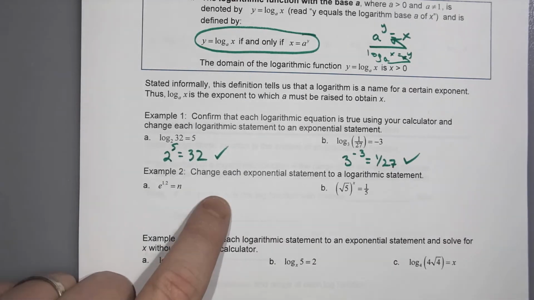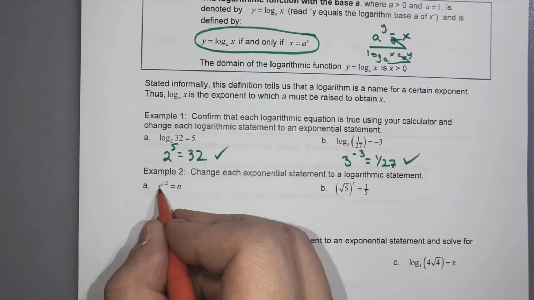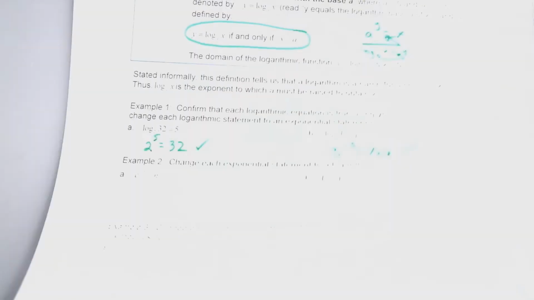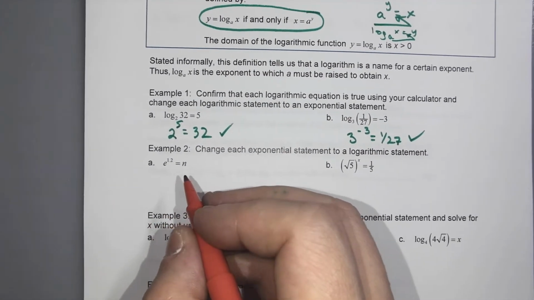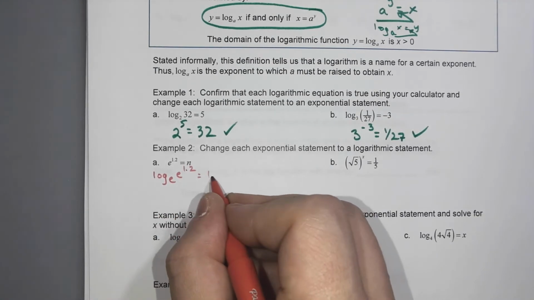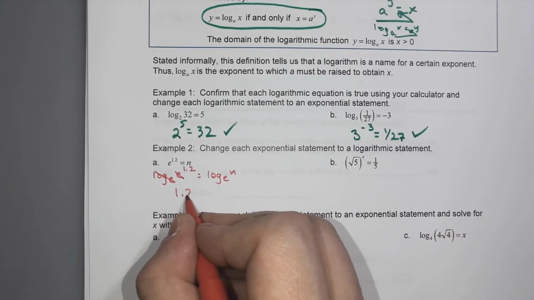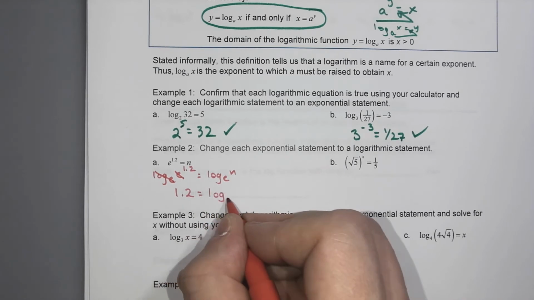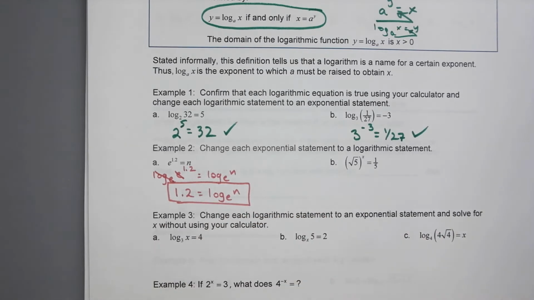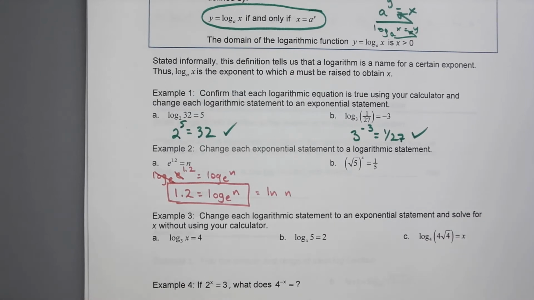Change an exponential statement to a logarithm statement. I'm going to take a logarithm to both sides on here. I don't think we learned the ln notation yet. So I'm just going to have to say that this is log base e of e to the 1.2 equals log base e of n. So 1.2 equals log base e of n. Eventually, we'll learn a notation for log base e. We will call that ln. So this will become an ln of n.